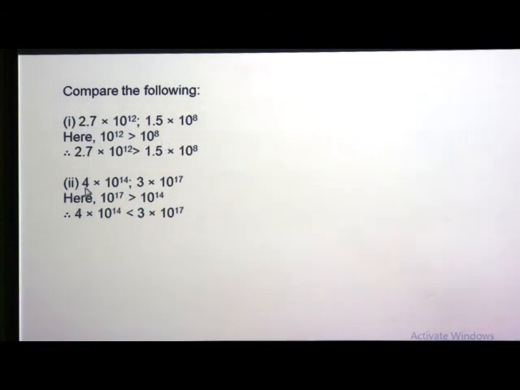Here is a similar example: 4 multiplied by 10 raised to 14 and 3 multiplied by 10 raised to 17. Here again we see that 10 raised to 17 is greater than 10 raised to 14. Therefore we can say that 4 into 10 raised to 14 is smaller than 3 into 10 raised to 17. Vice versa, 3 into 10 raised to 17 is greater than 4 into 10 raised to 14. So in this way you have to compare and find out which is greater.